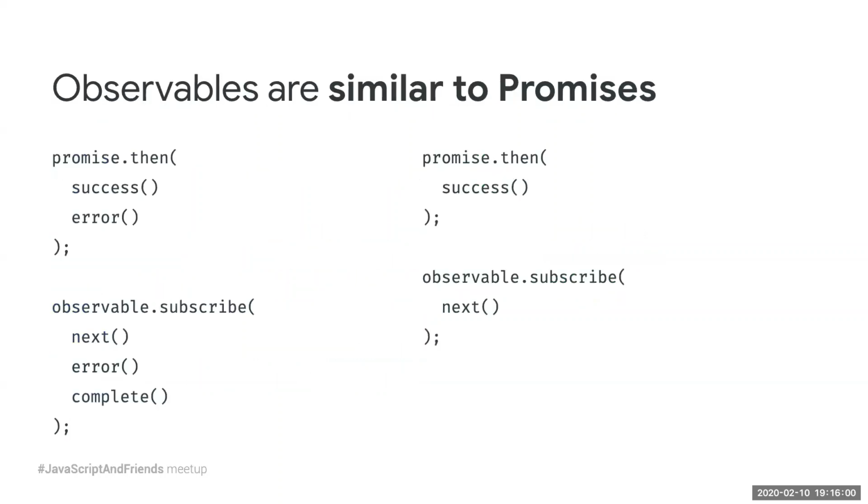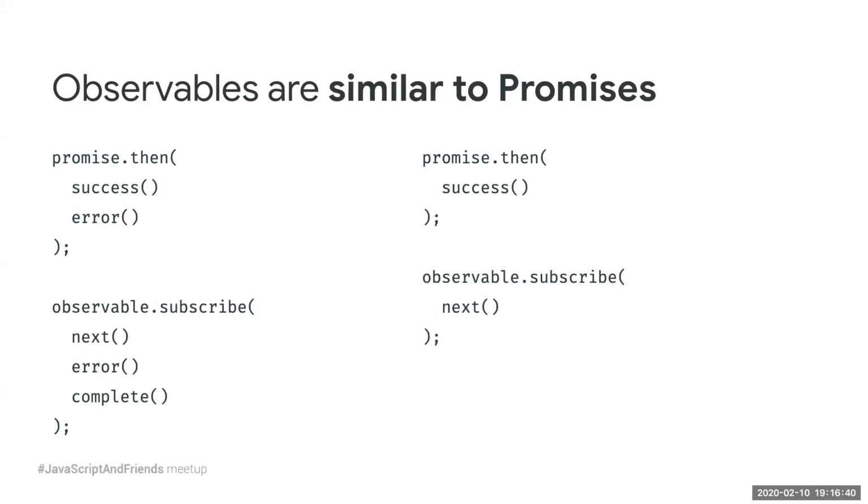And if I compare observables to promises, I find them very similar. Here on the left, you see a promise which has a then method, and in the then method we are using success and error, which are two callbacks. Similarly, in an observable we subscribe to them, and on the subscription, we use next, error, and complete methods. But in reality, most of the time with promises we just ignore the error part and use the success part. Similarly, in observables, we mostly ignore the error and complete parts, but use the next part.